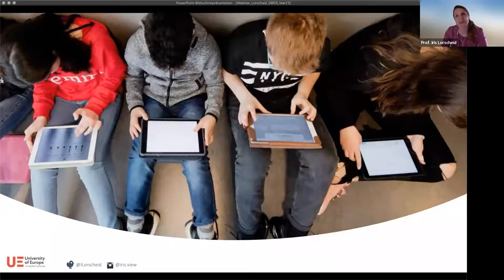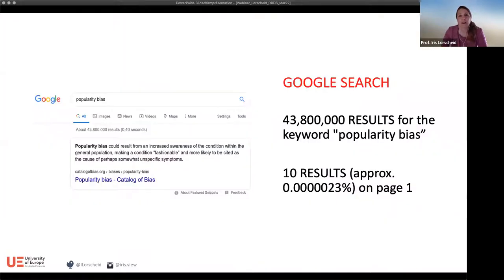We already know that this is not true. We learned that a lot, in particular in the recent years. When you look, for example, on Google for a keyword, I put here popularity bias because this is the scientific term about what is happening, then you find 10 results on the first page, maybe 20 results. Now let's take here the 10 results. Let's say you look for something and then you only screen the first 10 results.